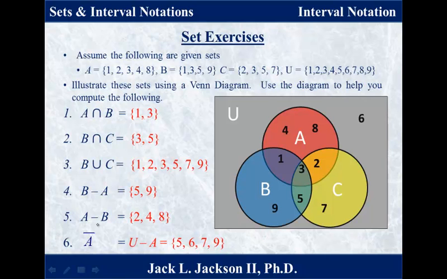Okay, A take away B, on the other hand, is different. You start with all of A and you eliminate B. So once again, we're eliminating the 1 and 3, but what's left? This time the 2, 4, and the 8. And the complement of A is the whole universe take away A. So we start with everything and we erase A. What's left? The 5, the 6, the 7, and the 9.